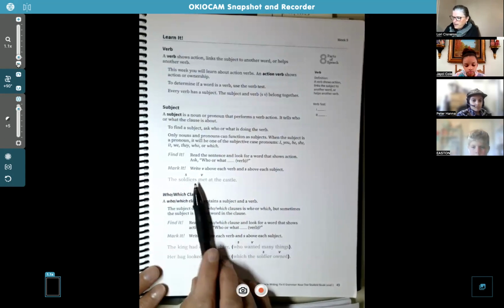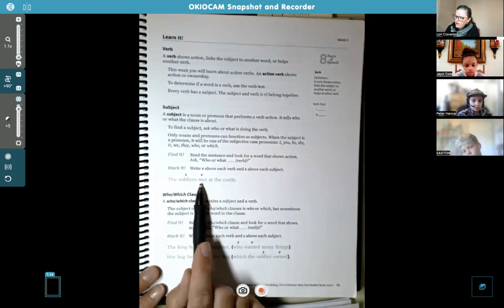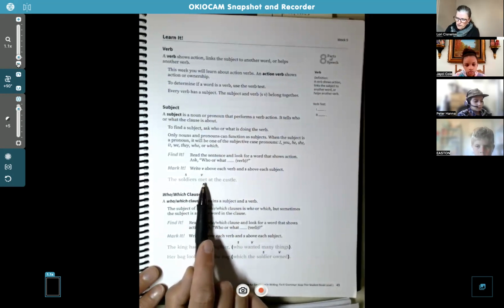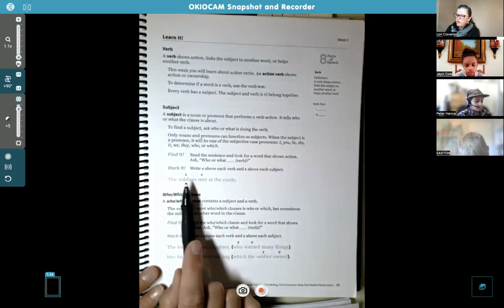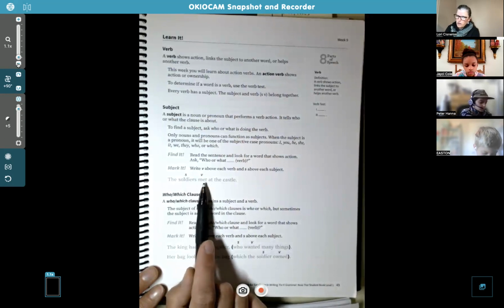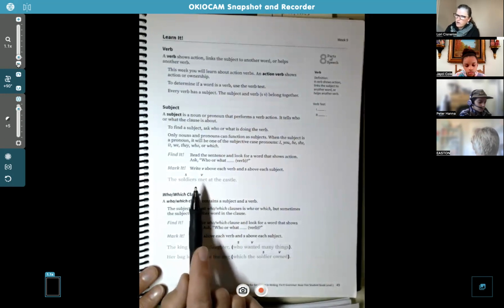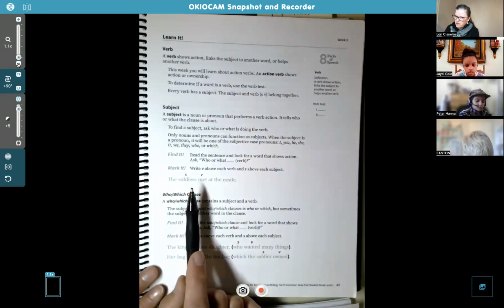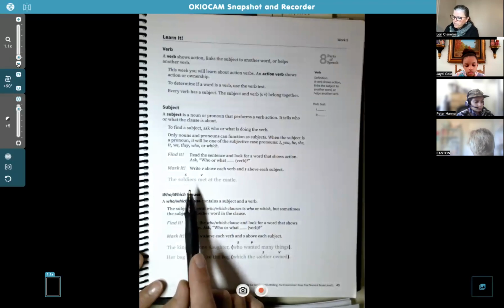So here's your example right here. The soldiers met at the castle. So we have met is the verb. That's what they're doing. And if you ask yourself who met at the castle, look back and you can see soldiers. That's the subject. So you're going to learn that subjects and verbs go together. You can't have a verb in a sentence without a subject. It won't sound right. There's always a verb. There's always an action that goes with the subject.